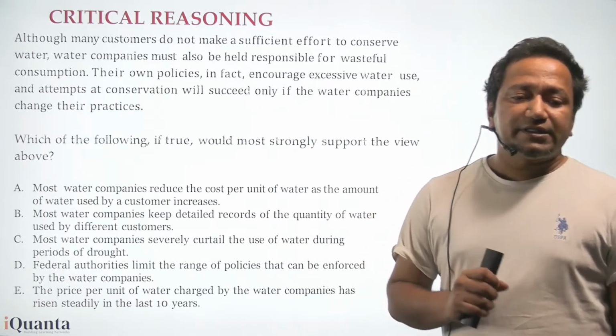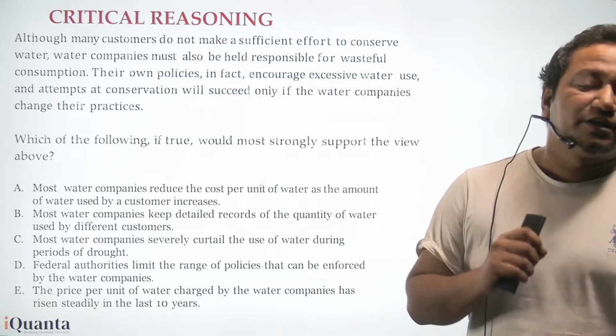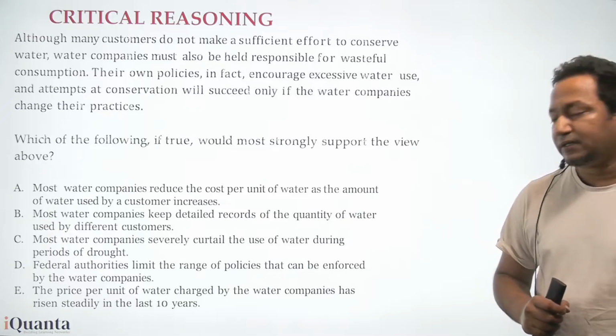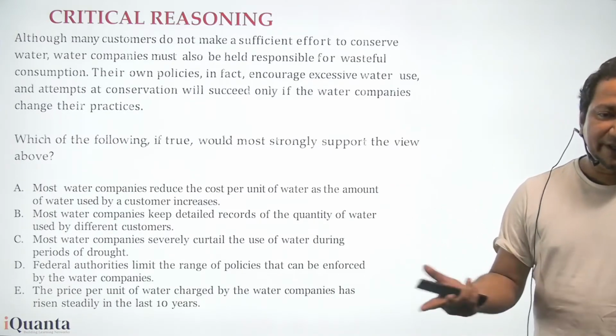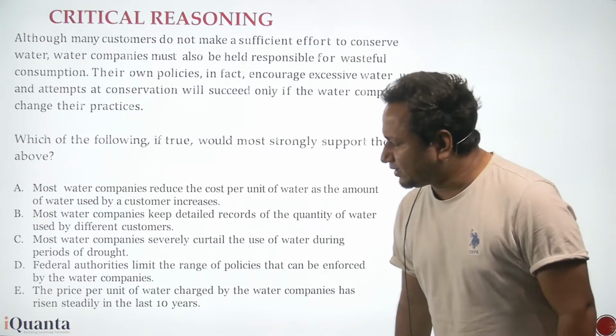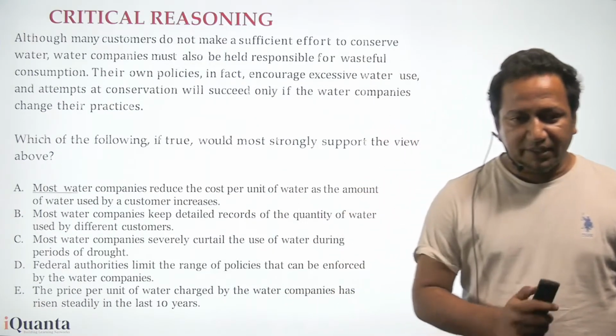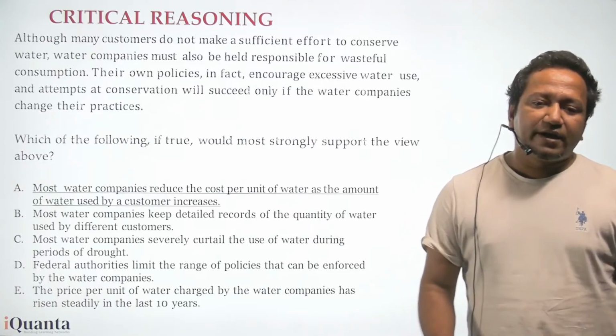Option E says price per unit of water charged by the water companies has risen steadily in the last 10 years. This is basically weakening the argument, right? It's very logical. So we'll go back to our original choice. That was option A, and option A seems to be correct over here.